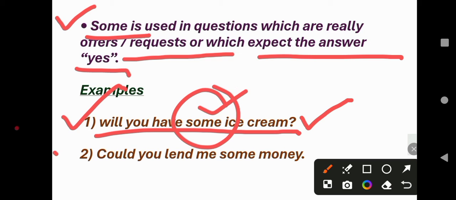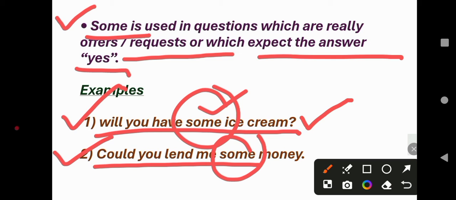You got this? When asking for something, you often use some to make the request sound more polite. You would say, could you lend me some money? In this example, some is used because you are making a request and you are trying to be polite. The word some softens the question and makes it feel less like a demand.